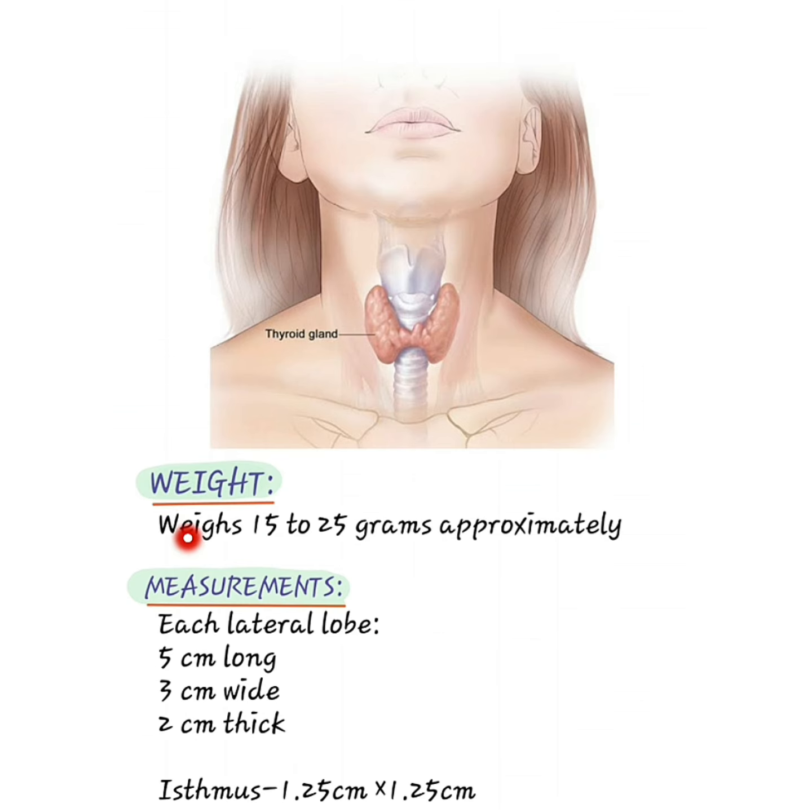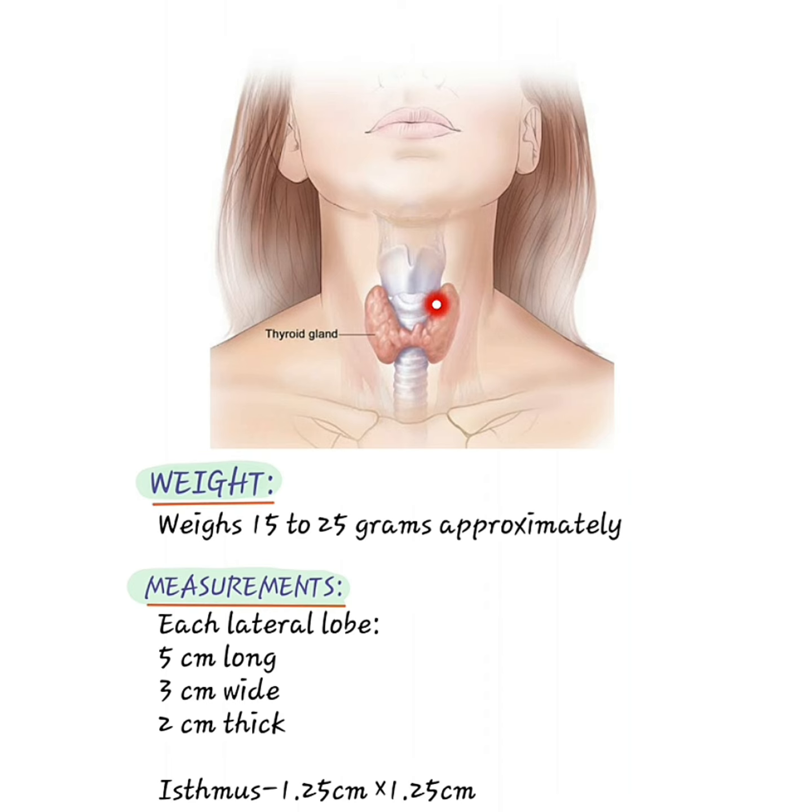Weight. It weighs 15 to 25 grams approximately. The thyroid gland is usually larger in size in females, and its size further increases during menstruation and during pregnancy.